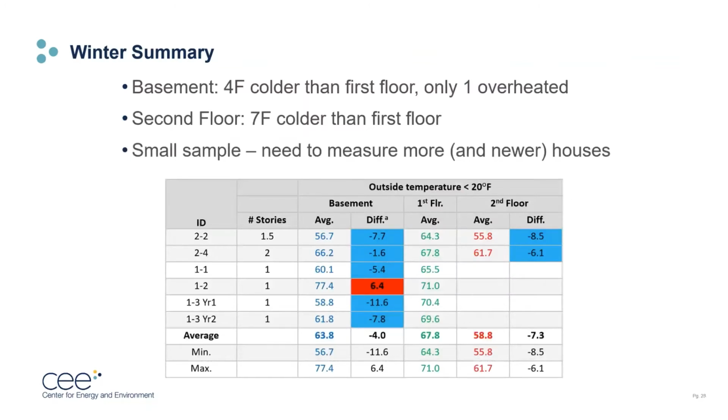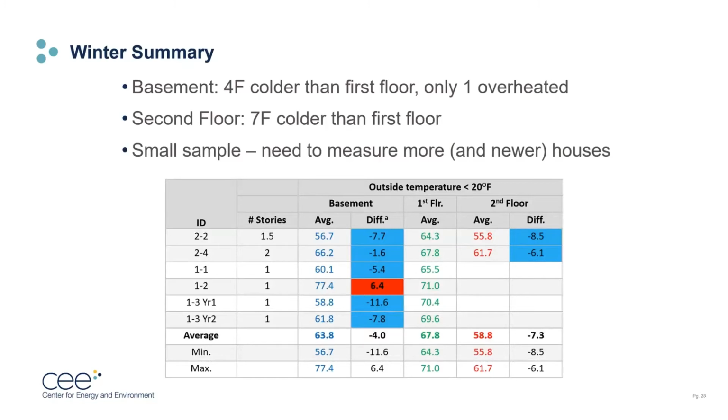So this table summarizes the winter season temperatures for the 6 houses. The columns with the blue, green, and red values are the average basement, first floor, and second floor temperatures, respectively. The columns shaded blue or red are the difference between the first floor and the basement or the second floor temperatures. So the blue shaded cells indicate the zone temperature below the first floor.